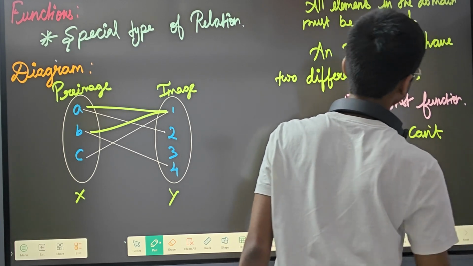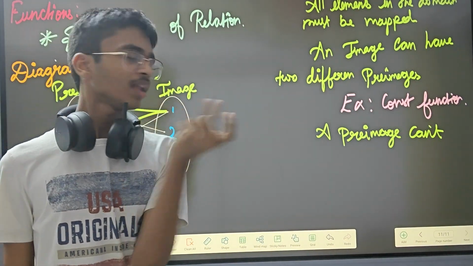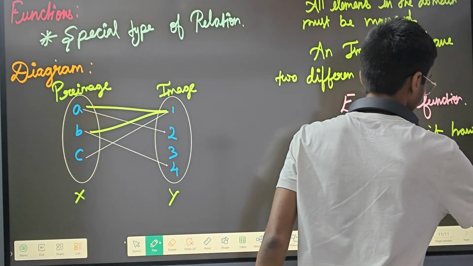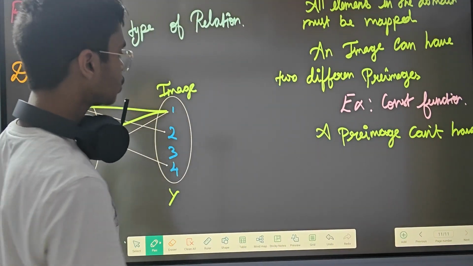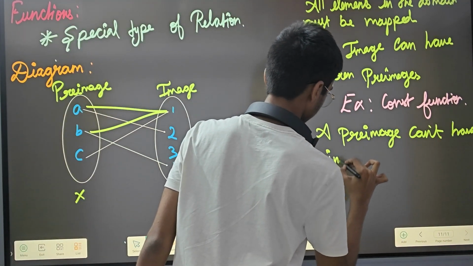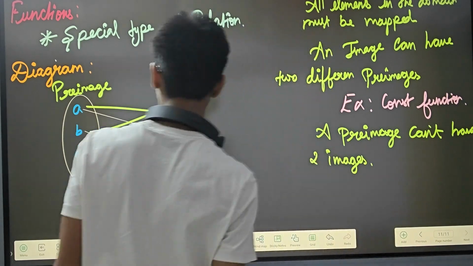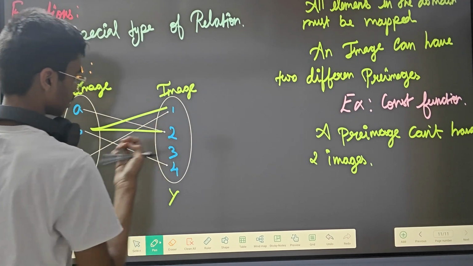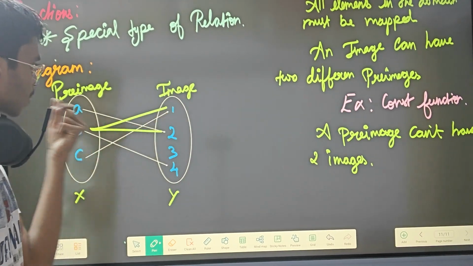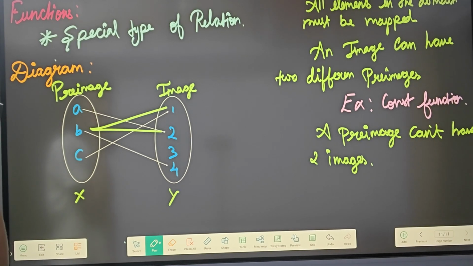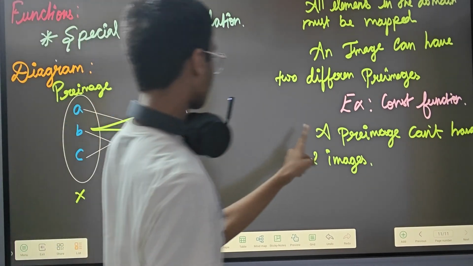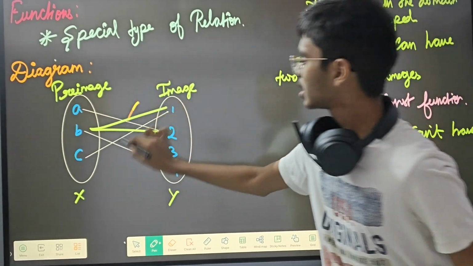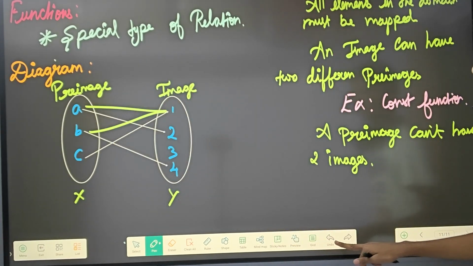But another thing that you have to notice: a pre-image can't have two images. Okay, like this is not allowed. See, this is what a pre-image is. A pre-image cannot have two different images. Like this is not allowed, but this is allowed.